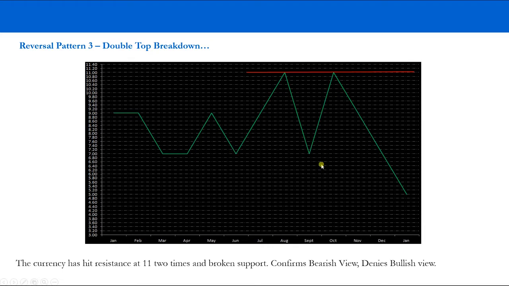So this is a very similar analysis to our range trading currency pair that we were looking at earlier. Basically, the currency has hit resistance at 11 2 times and then broken support. This obviously confirms our bearish view, but denies a bullish view.